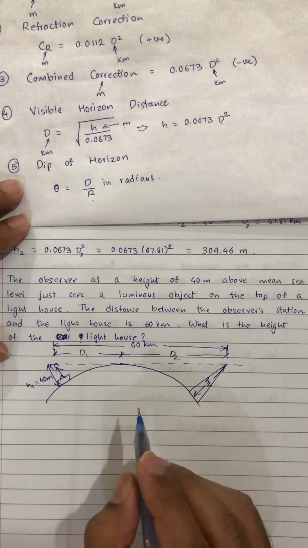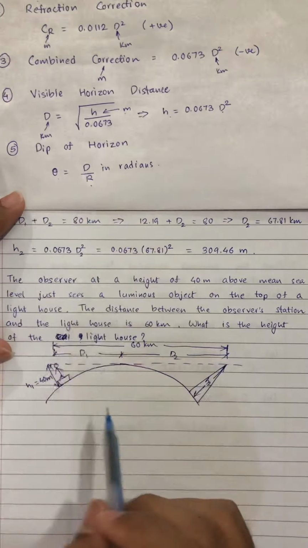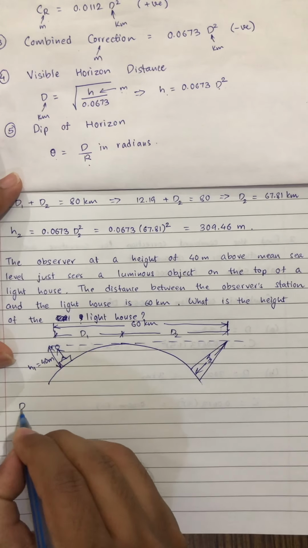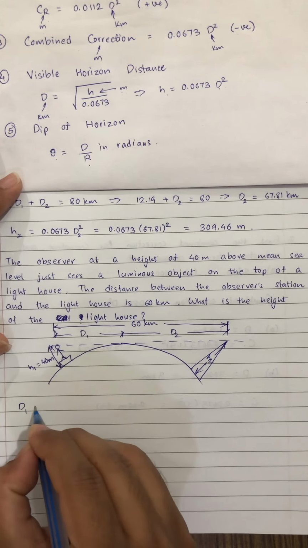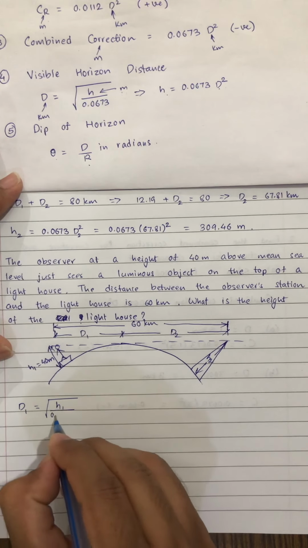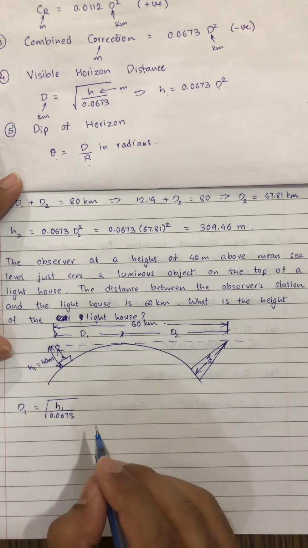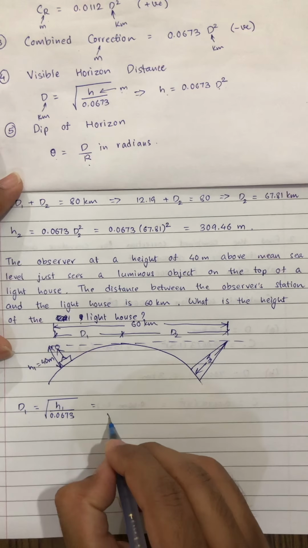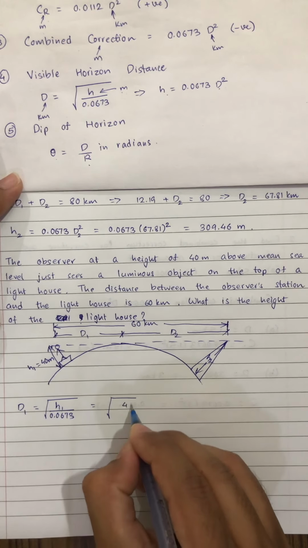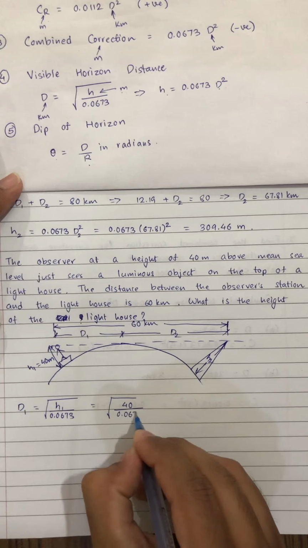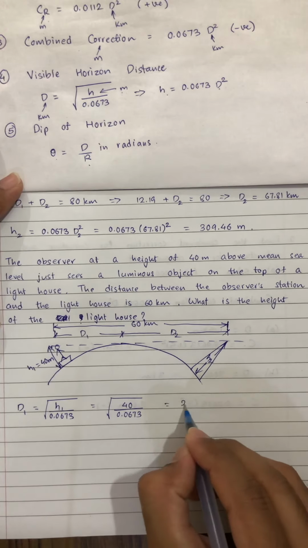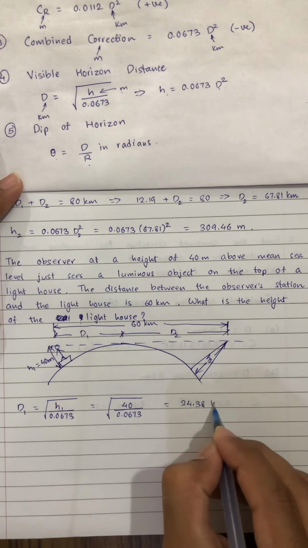Now for that, again, using the same formula, we can write D1 is equal to the square root of H1 upon 0.0673. Here H1 is 40. If H is in meters, D is in kilometers. So this is the square root of 40 upon 0.0673. On calculating, this value comes out to 24.38 kilometers.